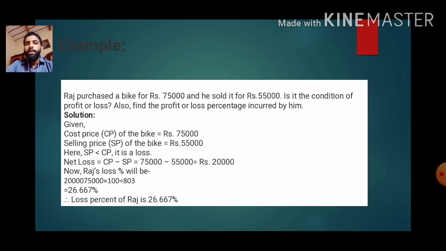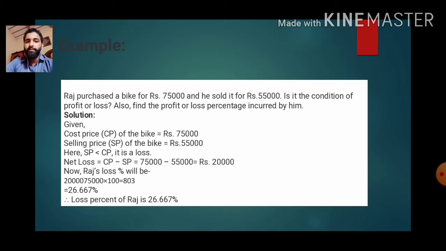For example, Raja purchased a bike for 75,000 rupees and he sold it for 55,000. Is it the condition of profit or loss? Also find the profit or loss percentage incurred by him. Solution: given cost price, CP of the bike, means the actual price of the bike.